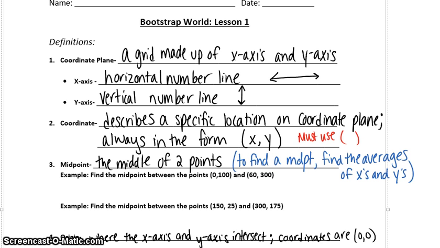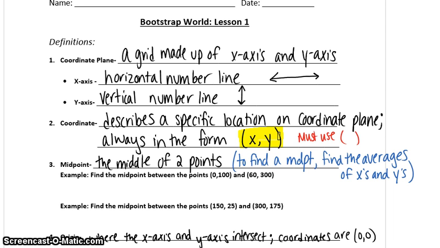Once you have the definitions written down, let's do a quick recap. So the coordinate plane is basically a graph. It's made up of your x-axis and your y-axis. X-axis is horizontal, y-axis is vertical. Each specific location on the graph is represented by a set of coordinates in the form x, comma, y. Please be aware that when you write down coordinates, you need parentheses, and you need to make sure that your x value goes in the first position and the y value goes in the second position.